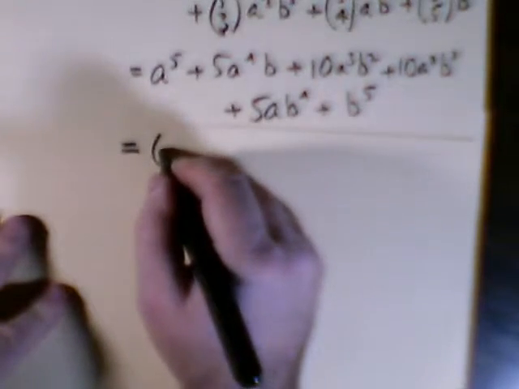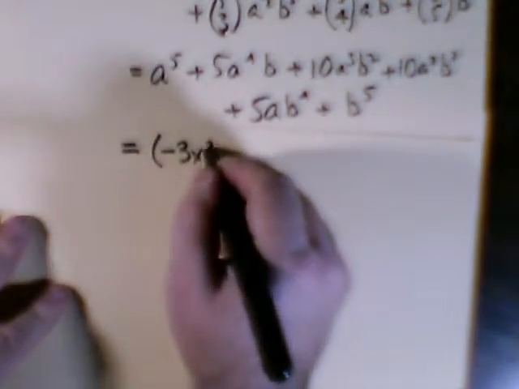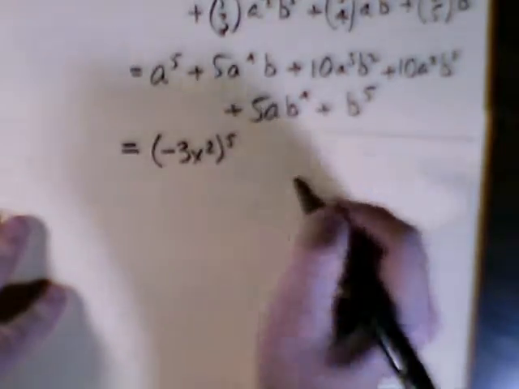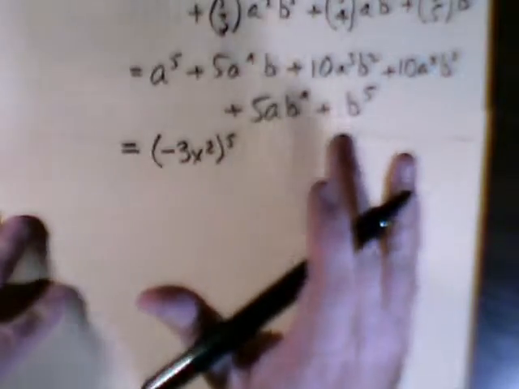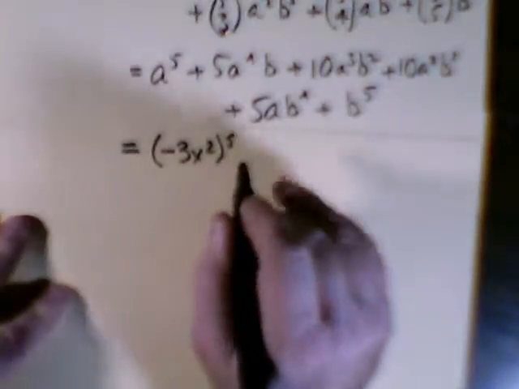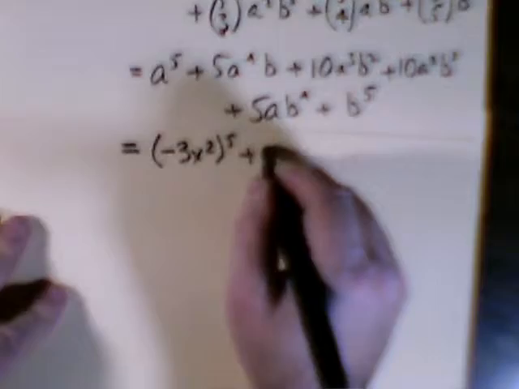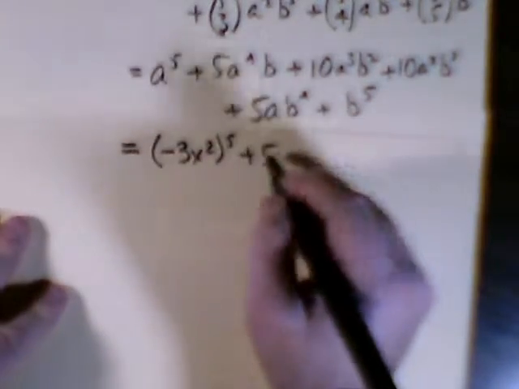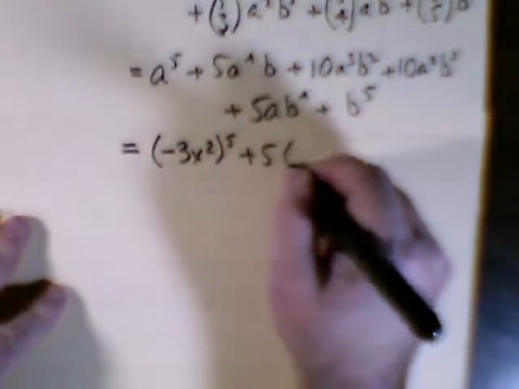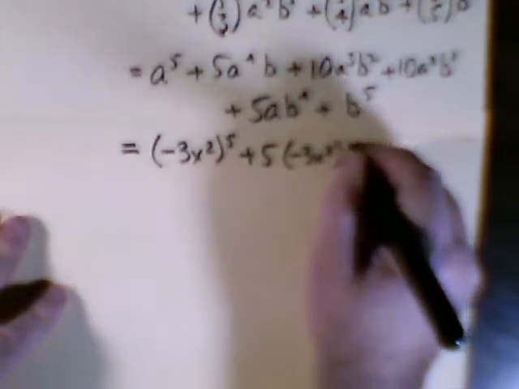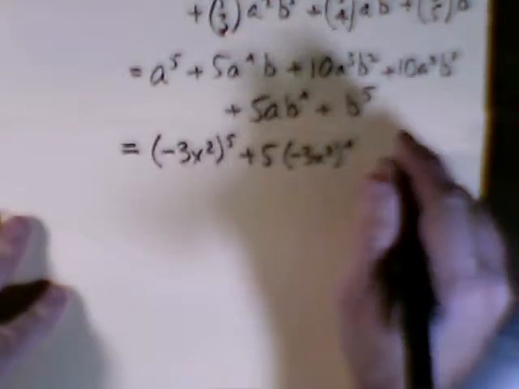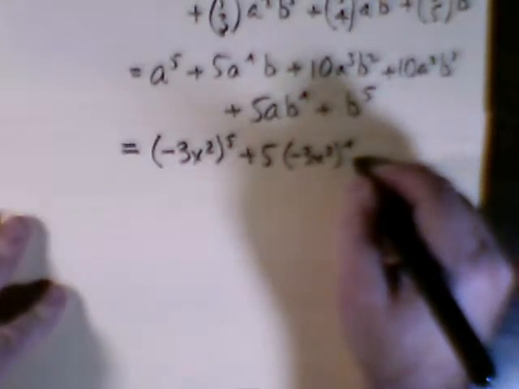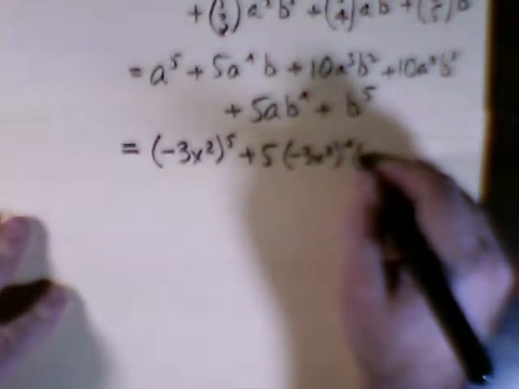Well, a to the fifth then is negative 3x squared all to the fifth. Don't worry about the exponents now. Just plug things in. That's all you need to do on this step. We got a 5 here, so put the 5 down here. We have a to the fourth, so that's negative 3x squared to the fourth times b. Now b was 2 root x, so then we're also multiplying by 2 root x.